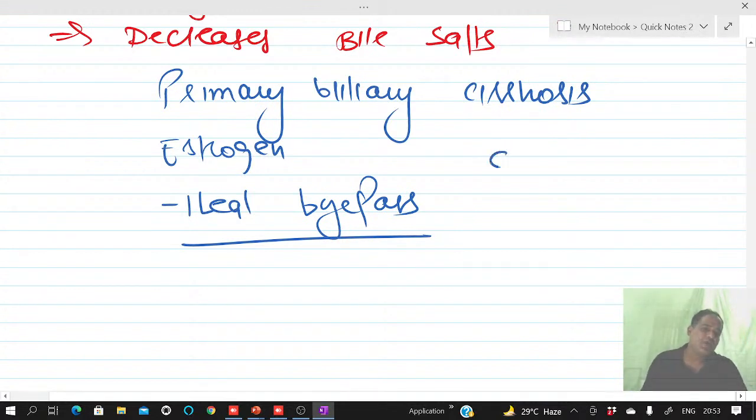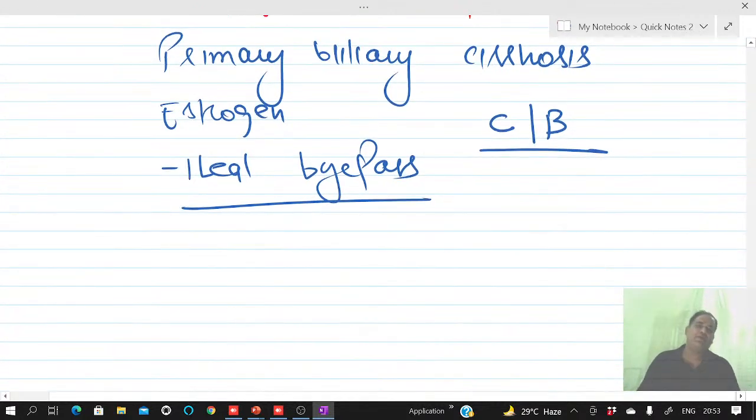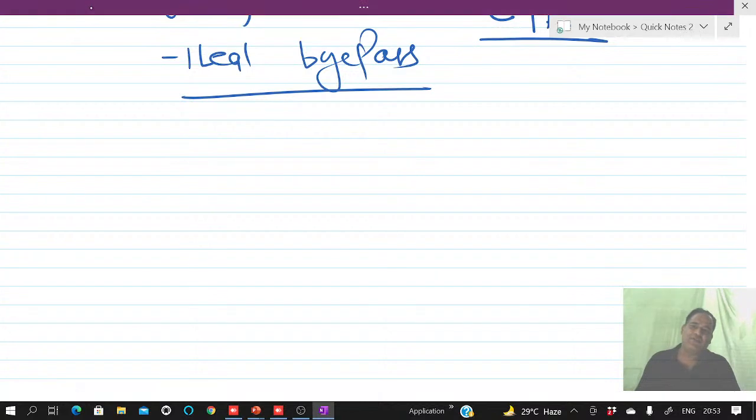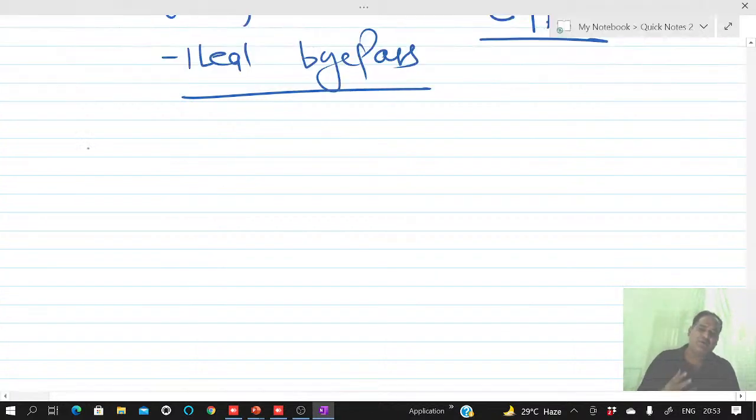So normally what happens is cholesterol and bile salts, their balance is maintained. But here the balance will not be maintained. There will be too much of cholesterol and too little of bile salts. Why? Because the bile salts are being excreted continuously. Because bile salts were to be absorbed in the ileum, and you have cut the ileum. You have bypassed the ileum. Now, the food which your patient is eating is not going to the terminal ileum. That is why the bile salts are not being reabsorbed.